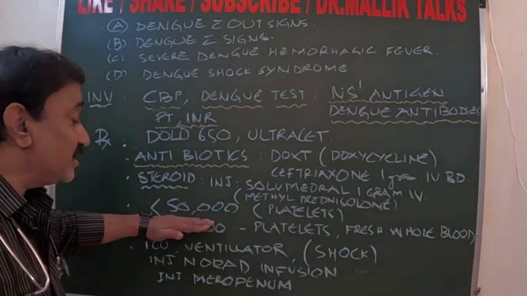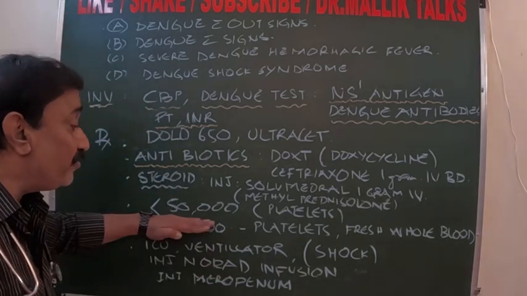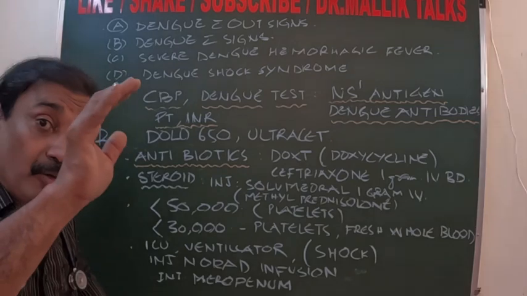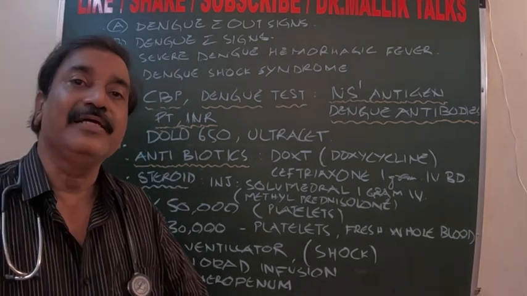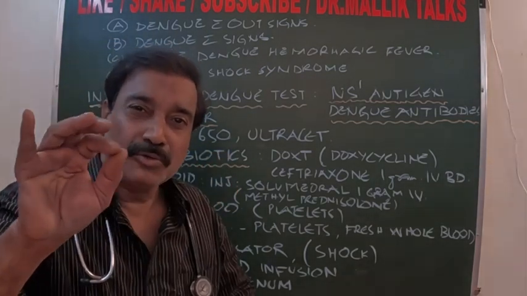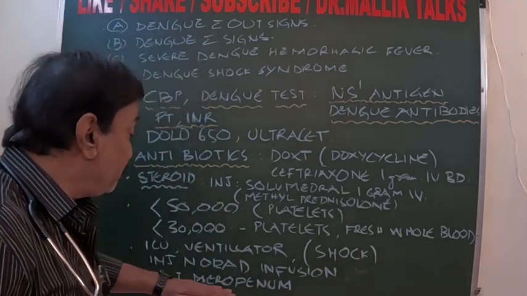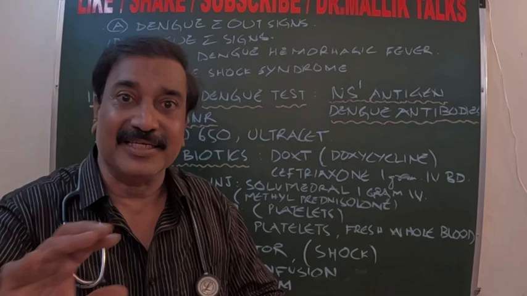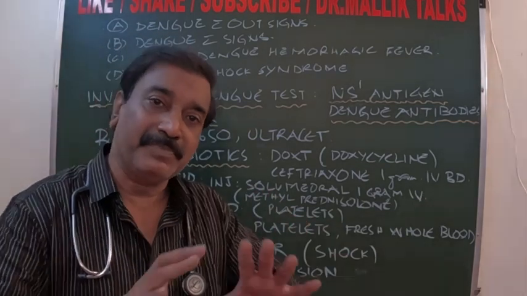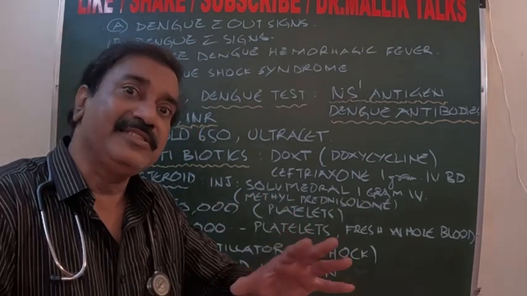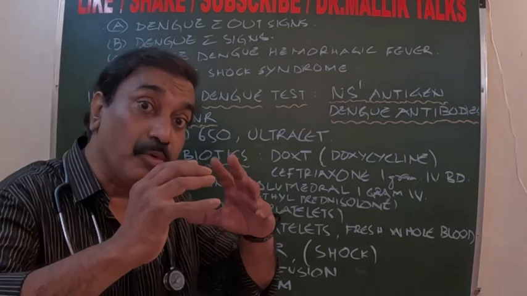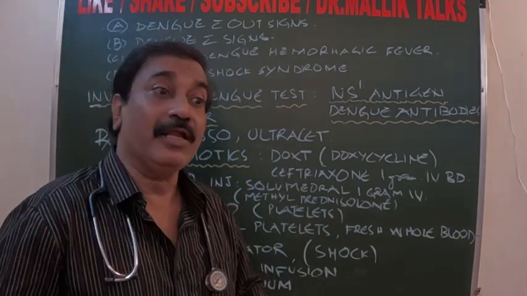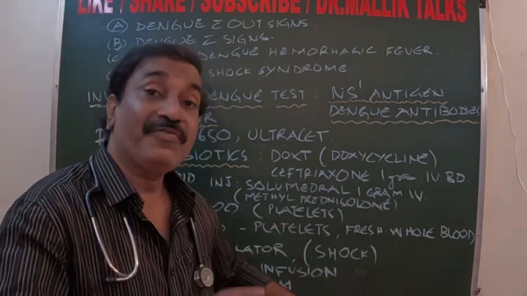And one more thing: if the platelets are coming below 50,000, you need hospital admission. And if the platelets are coming below 30,000, because we are getting more patients with 10,000, 20,000 platelets, so below 30,000, you need platelet transfusion. You have to get platelets and give them; in blood banks, platelets are available. And if there are any chances of bleeding, if you have any doubt that there is bleeding, you have to give fresh blood transfusion along with platelets.